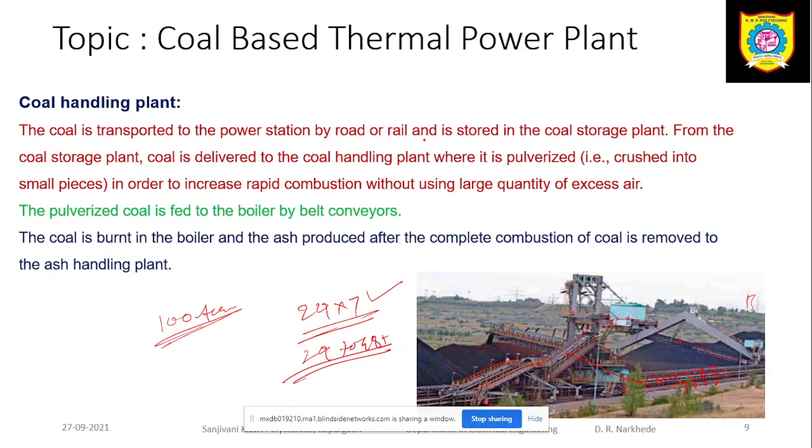So basically what the coal handling plant will do, the coal is transported to the power station by road or rails and is stored in the coal storage plant. From the coal storage plant the coal is delivered to the coal handling plant where it is pulverized.